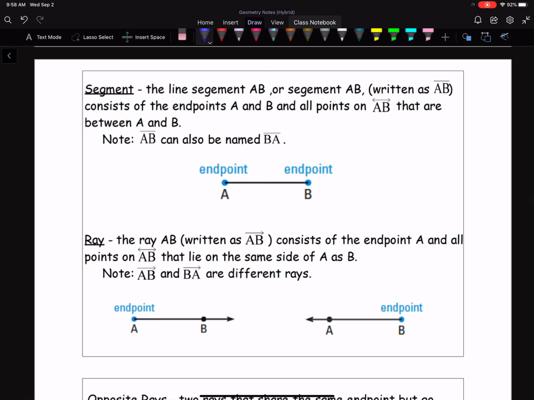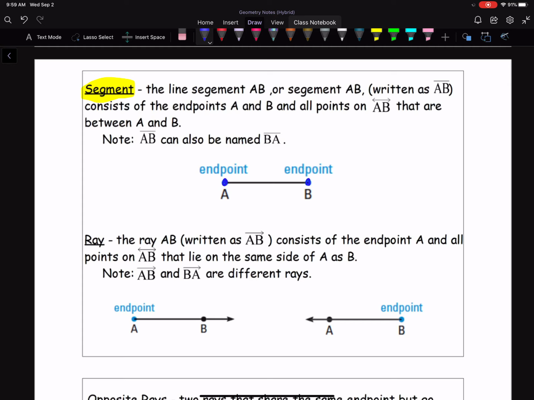All right, so here we go. Line segment, or just a segment. The line segment AB, or segment AB, consists of 2 endpoints, and that's the key. It has 2 endpoints, and all the points in between those 2 endpoints make up the line segment. So here's an example. We have a line segment AB with 2 endpoints that we're calling A and B.